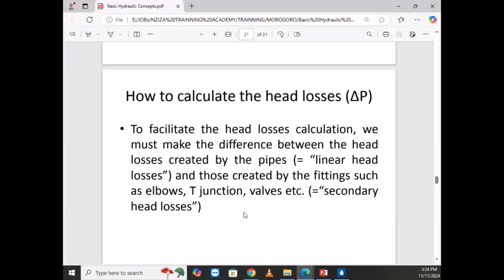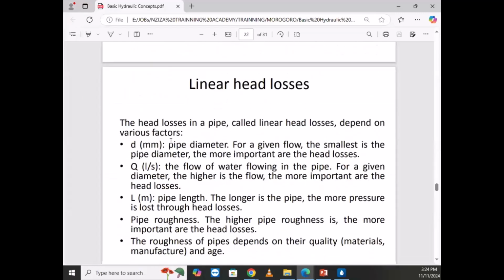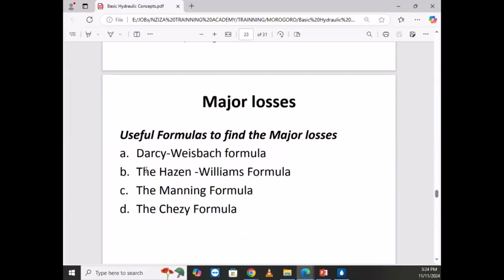So one of the ways of measuring head losses, we have some geniuses who helped us. There is Darcy, there is Hazen-Williams, there is Manning, there is Chezy. You will find all of those in the model. You don't have to calculate yourself.